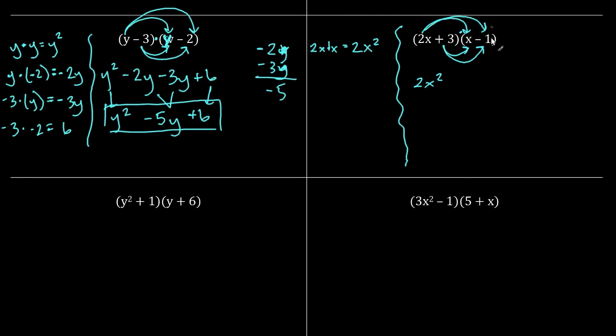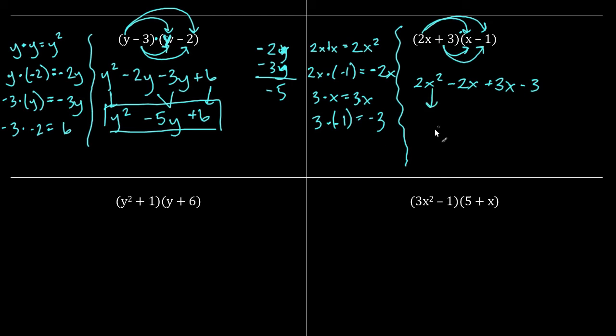Now we have 2x times negative 1. A positive times a negative is a negative. 2 times 1 is 2x. So minus 2x. Now we have this 3. So positive 3 times x is just 3x. It's pretty easy. So plus 3x. Positive 3 times negative 1 is negative 3, so minus 3.